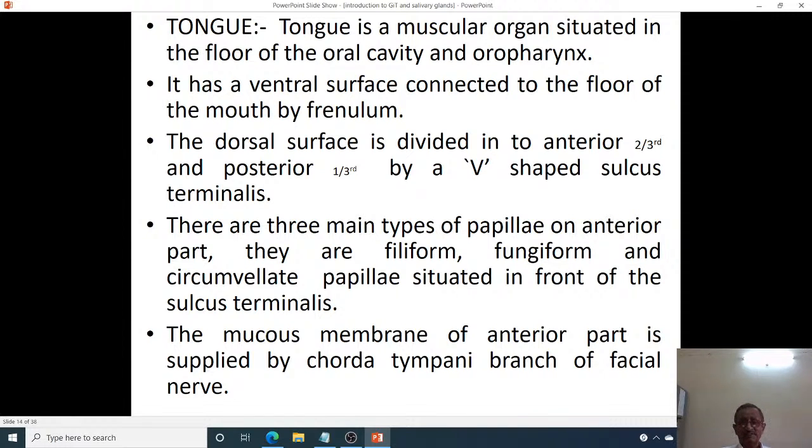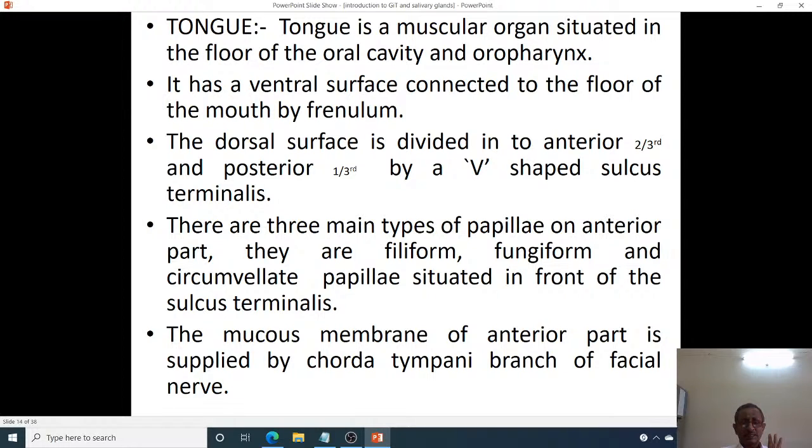It has a ventral surface connected to the floor of the mouth by the frenulum, and a dorsal surface. The ventral surface, that is the underneath of the tongue, is connected to the mouth by the frenulum, whereas the dorsal surface, the superior surface of the tongue, is divided into an anterior 2/3 and posterior 1/3 by a V-shaped sulcus terminalis. So the dorsal surface of the tongue shows a V-shaped sulcus terminalis, which is dividing it into anterior 2/3 and posterior 1/3.